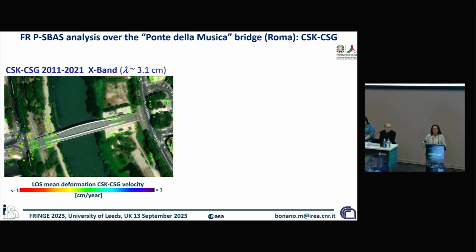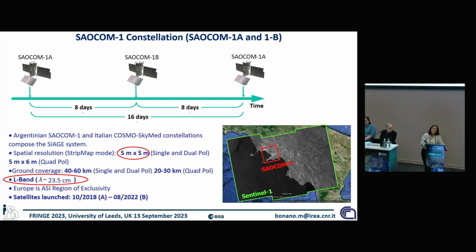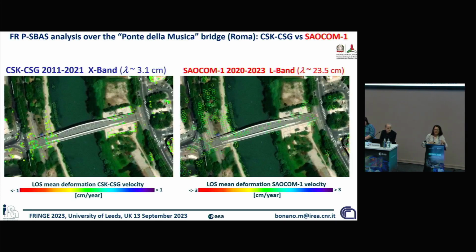Maybe because of some strong deformation behavior or some vibrational effects. We don't know the causes, but we decided to move on to L-band investigation through the SAOCOM-1 constellation. That is the Argentinian constellation in cooperation with the Italian COSMO-SkyMed and the Italian Space Agency. Through strip map data with 5 meters of spatial resolution and 23 centimeters wavelength, we made a processing on the same area. For sure, in this case, the time frame is different because it's only 3 years, 2020 to 2023.